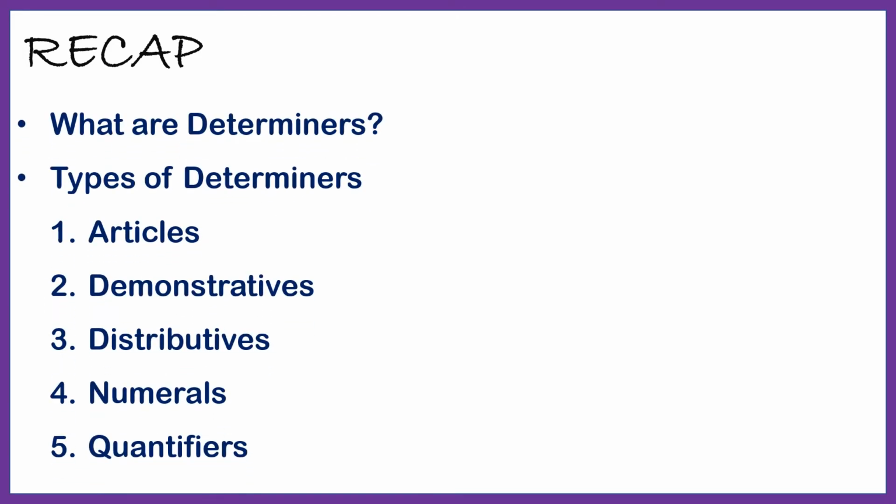We covered what determiners are and their types. Continuing from there, we covered the first category, articles, as well as the second one, demonstratives, in part 1 of determiners. In part 2 of the lesson, we covered the next 3 types, which were distributives, numerals and quantifiers. In this part, we will cover the last category of determiners, which are possessives.